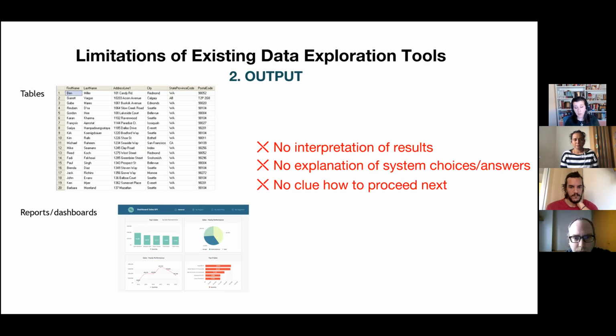All these are good, but still we miss here an interpretation of the results that will help us understand what we see here and where we need to go in order to satisfy the information need that we have. There is no explanation of why we see these results here. So we see a table here. I'm not exactly sure what is the next question or the next query I should ask, so the system doesn't provide us any clue on how to proceed next.